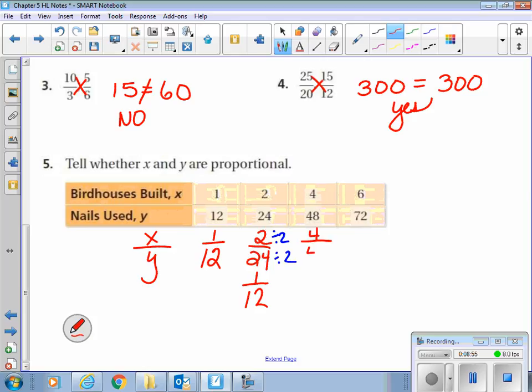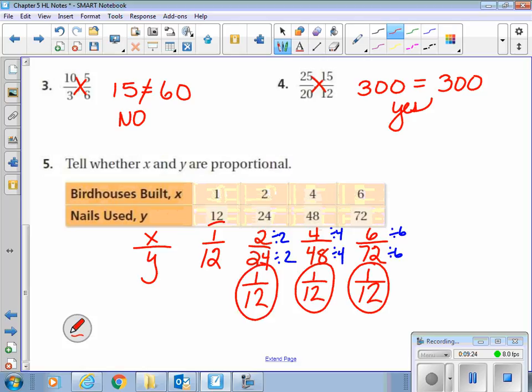The next one, 4 over 48, we're going to simplify. Both 4 and 48 are divisible by 4. 4 divided by 4 is 1. 48 divided by 4 is 12. And the last one, 6 over 72, we're going to simplify that one by dividing both top and bottom by 6. 6 divided by 6 is 1, and 72 divided by 6 is 12. So again, we can see that every single x over y gave me 1 over 12, which makes this yes, it is a proportional relationship.